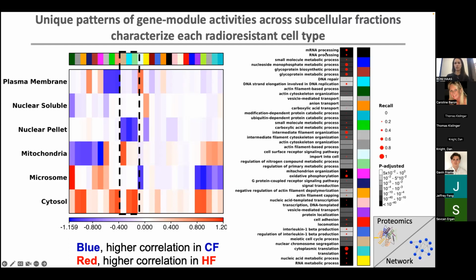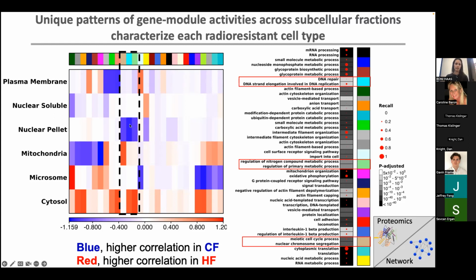So we can see here the top 2 hits for each module. And for one of the modules that is colored here in light blue, we saw that the top 1 association was the DNA repair. So that means that there is high activity of DNA repair in the nuclear pellet of CF cells, and that makes sense that the DNA repair happens in the nuclear pellet.